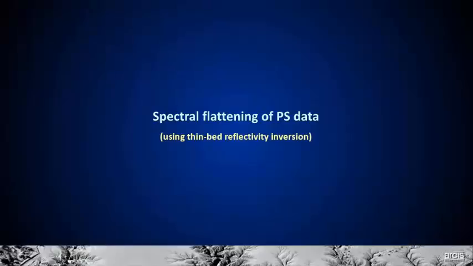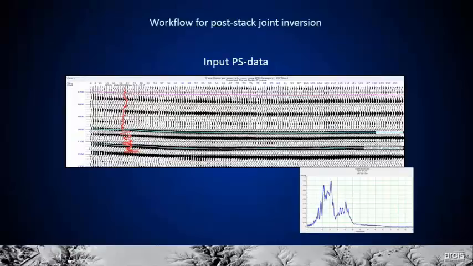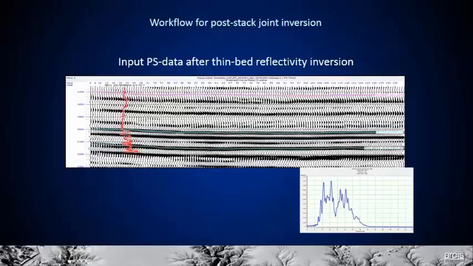Using thin bed reflectivity inversion, we can use this also to flatten the spectrum. So here is another example where I'm showing you the input PS data, and this is the spectrum. And then this is what we've done with the thin bed reflectivity inversion.